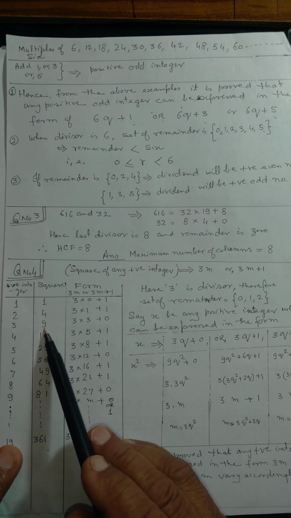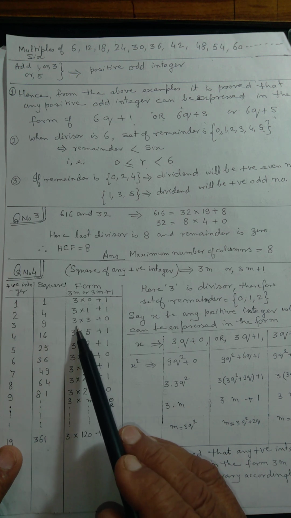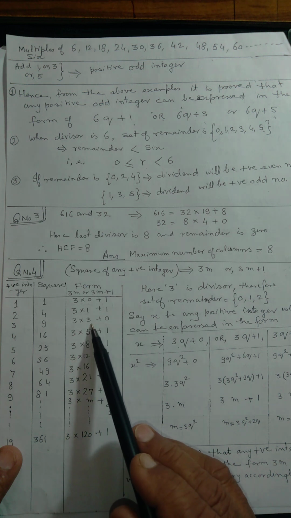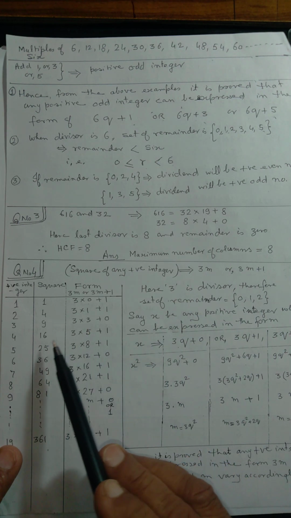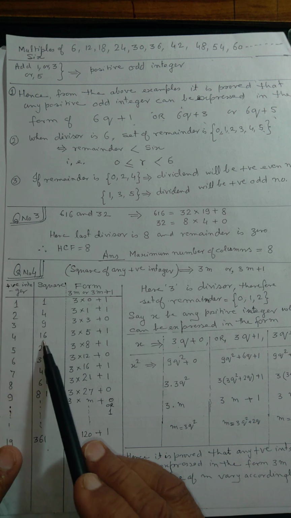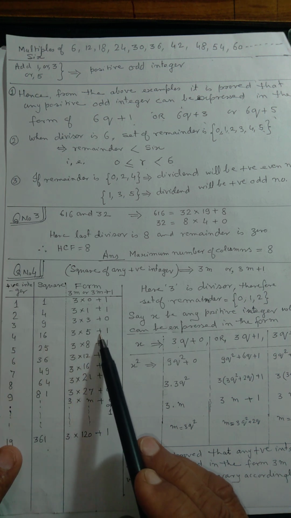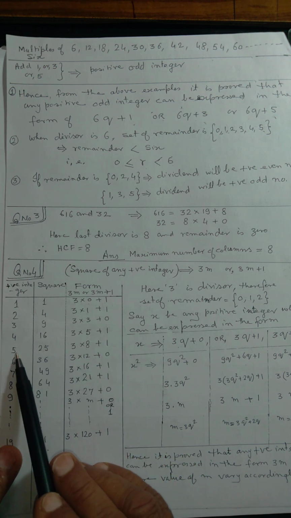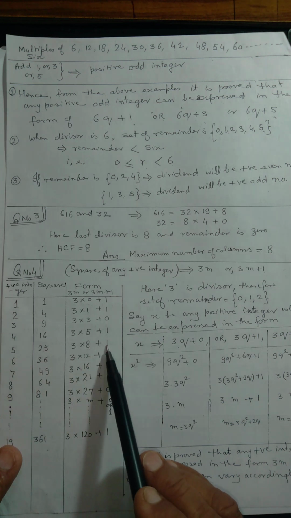Now in the third case, the square of 3 is 9. So 9 can also be written in the form 3 into 3 plus 0, meaning 3m. That is, the value of m is 3 here. Now proceed: the square of 4 is 16. That 16 can also be written in the form of 3 into 5 plus 1. Now for 5, the square of 5 is 25. So 3 into 8 plus 1.